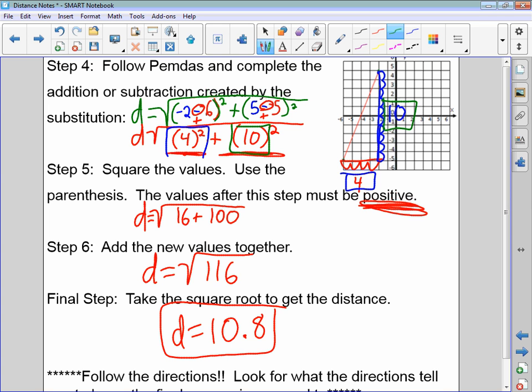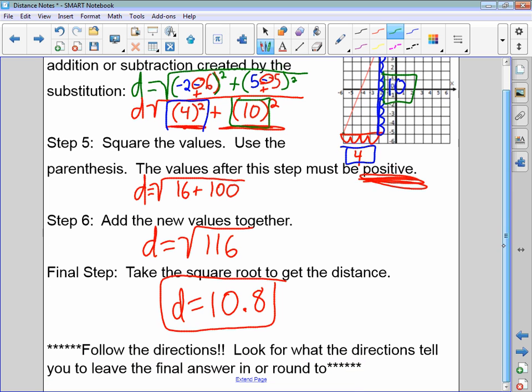Now, if they are negative numbers at this step, that is okay, because once we hit the square, they become a positive. Make sure that as we are working through these problems that we follow the directions, and we are aware of what the directions want us to leave our final answer as. Does it want it left in a radical? Does it want us to round to the 10th, the 100th, the 1000th? We make sure that we round to what our directions tell us to do.